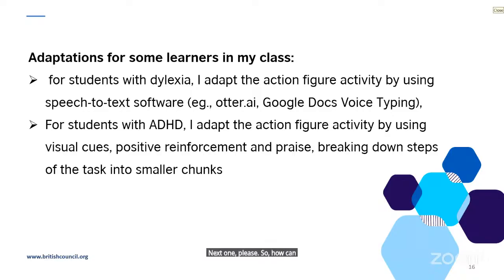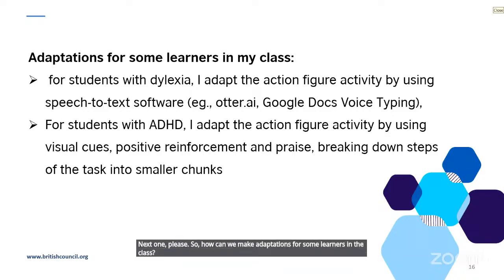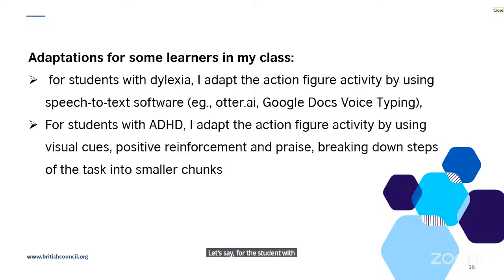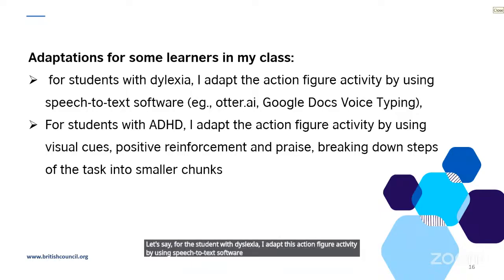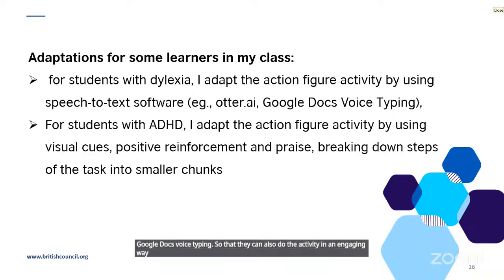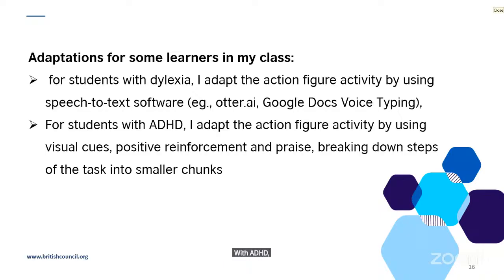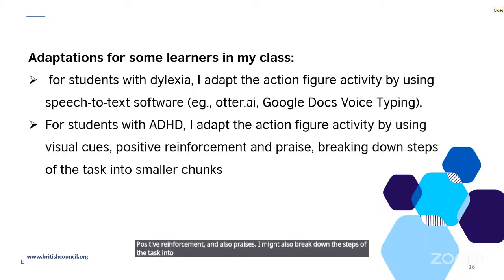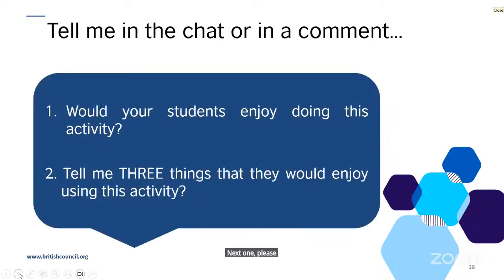So how can we make adaptations for some learners in the class? Let's say for the student with dyslexia, I adapt this action figure activity by using speech-to-text software, for instance Otter.ai, Google Docs voice typing, so that they can also do the activity in an engaging way. And for students with ADHD, I would adapt the action figure activity by using visual cues, positive reinforcement, and also praise. I might also break down the steps of the task into smaller chunks. Next one, please. Previous one, please.